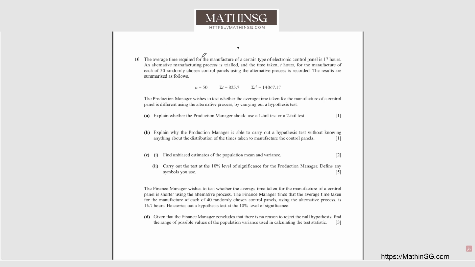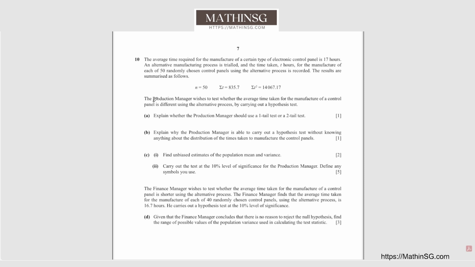Given that the average time required for the manufacture of a certain type of electronic control panel is 17 hours, an alternative manufacturing process is trialled, and the time taken T hours for the manufacture of each of the 50 randomly chosen control panels using the alternative process is recorded. The results are summarized as follows. So you know these are the values.